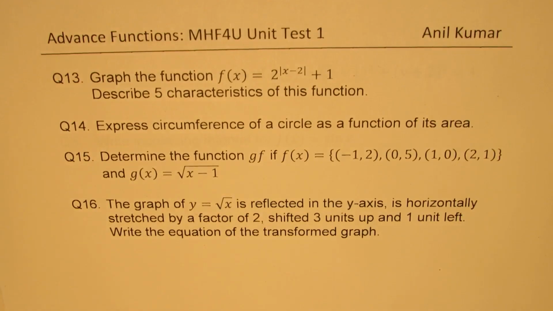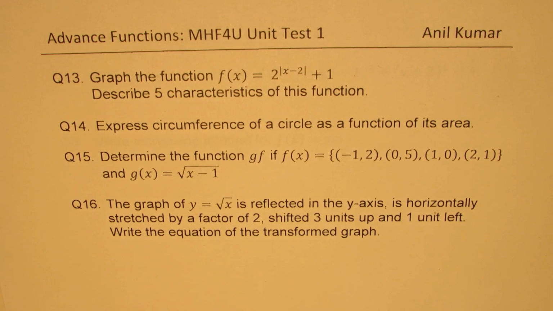The last 4 questions now are: Question 13. Graph the function 2 to the power of absolute value of (x minus 2) plus 1. Describe 5 characteristics of this function. Question 14. Express circumference of a circle as a function of its area.